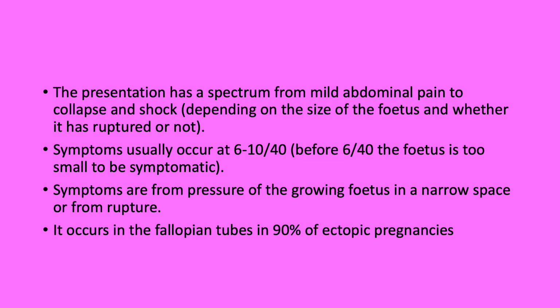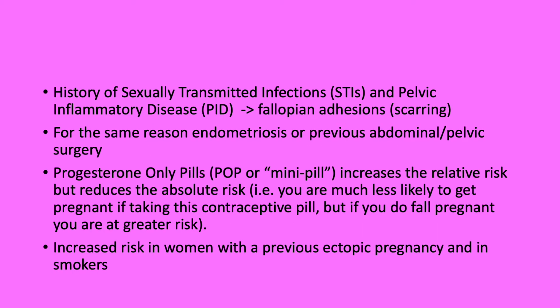And why do we get these symptoms? The symptoms are caused by pressure from the growing fetus in a narrow space, in a space where it's not meant to be growing. 90% of ectopic pregnancies occur in the fallopian tube. So if you imagine, as that fetus is getting bigger and bigger, the pressure is increasing in that fallopian tube. That's causing the pain, that can cause bleeding, and ultimately that can then rupture and cause the more serious symptoms.